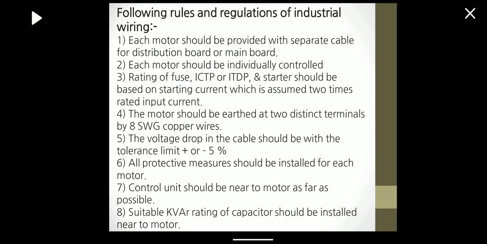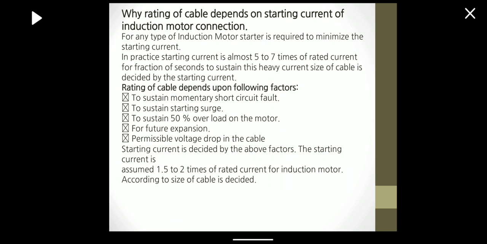The next is voltage drop in the cable should be within the tolerance limit of plus minus 5%. All protective measures should be installed for each motor. The control unit should be nearer to the motor as far as possible. A suitable kVAR rating of capacitor should be installed near to the motor.